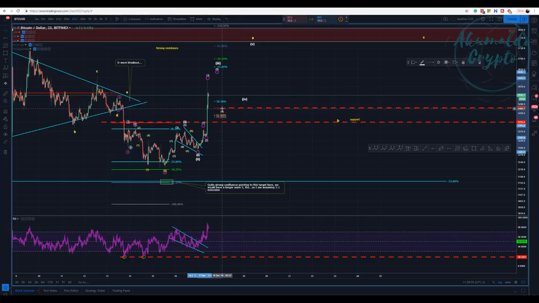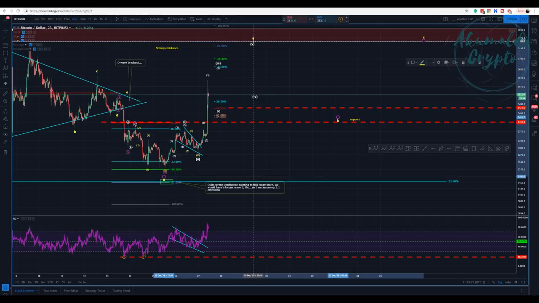If and only if this micro counting here, this lowest degree, retraces that much, which is not impossible, but it's not a guarantee. Or we might just see another leg going up and a really shy retracement here for wave four, and then we are gonna finish this wave three, then retrace for this wave four, then finish this wave A here with the fifth wave, the last wave going up, then we are gonna see a wave B.